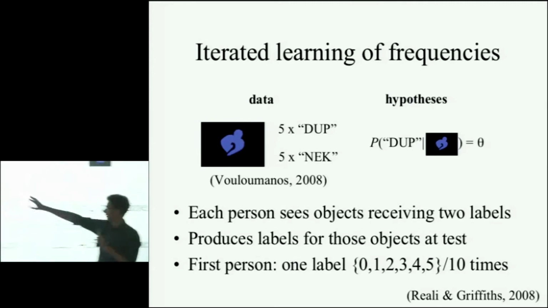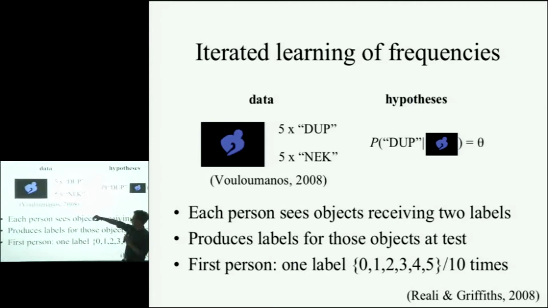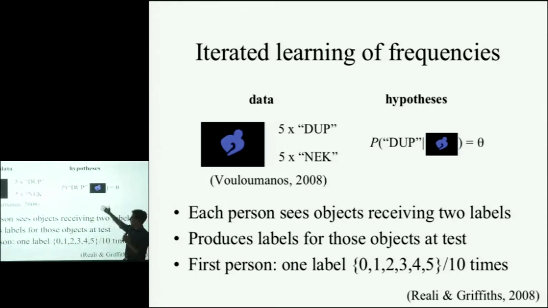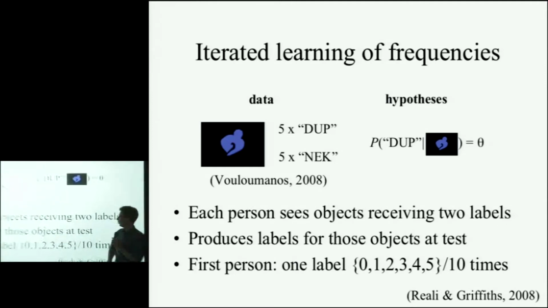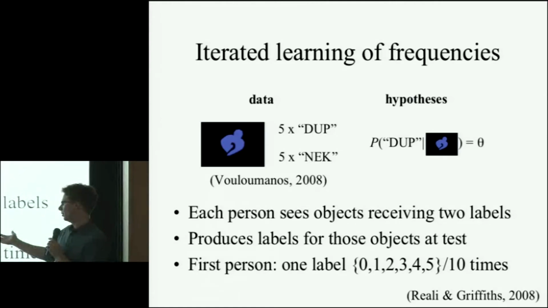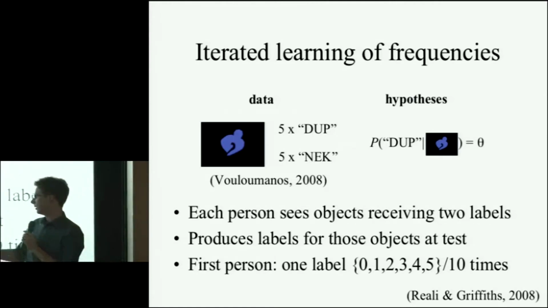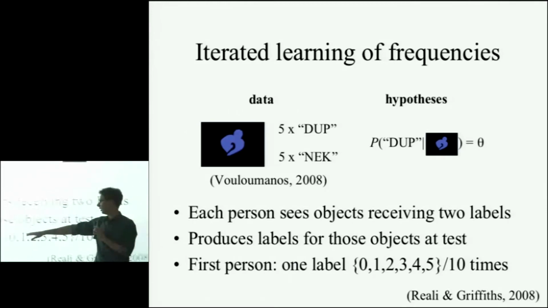So for example, you could see this object mixed in with a whole bunch of other objects, and of the 10 times you see it, 5 times it might be labeled duck, and 5 times it might be labeled neck. And the question is, what do you infer about the distribution over labels associated with objects? The way that we do this experiment, everybody sees some objects that receive 2 labels. They produce labels for those objects to test, and then the first person in the sequence would see those labels.